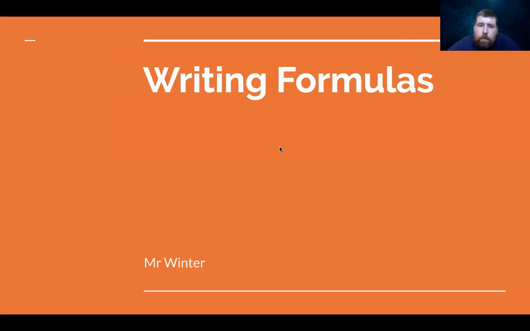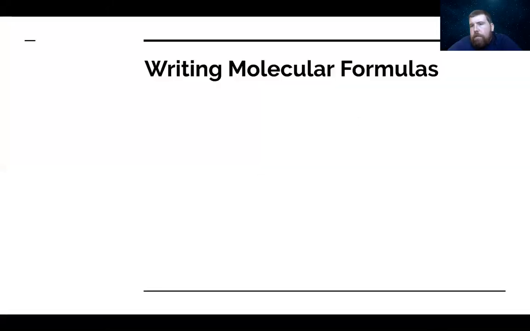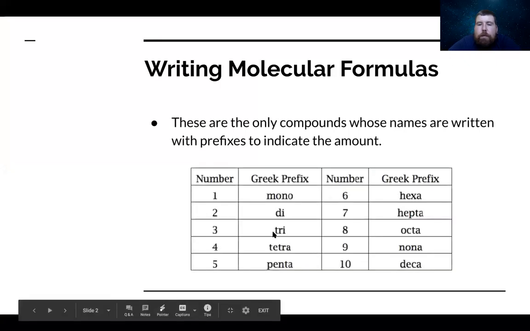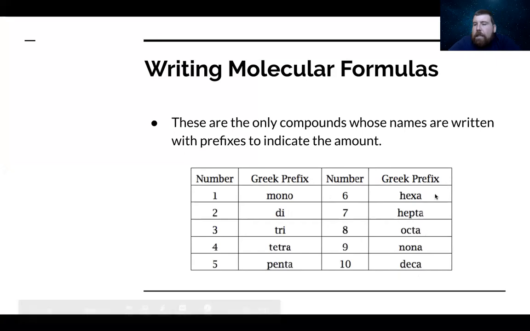We're going to first start with writing molecules. Just a quick reminder that molecules are going to be covalent compounds. Generally speaking, molecules are composed of two or more nonmetals covalently bonded with each other. What's really nice about these is that molecules are compounds whose names are always written with prefixes, and the prefixes that I'm referring to are mono, di, tri, tetra, penta, hexa, hepta, octa, nona, and deca. These are indicating the amount of the element that is within the compound.